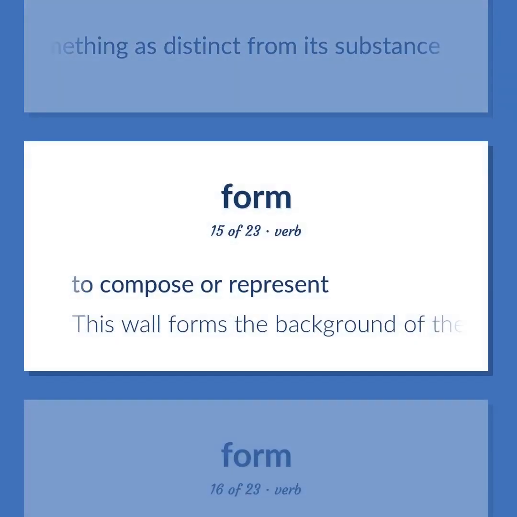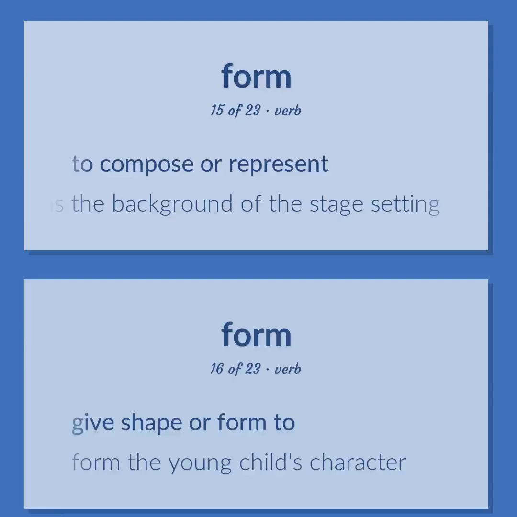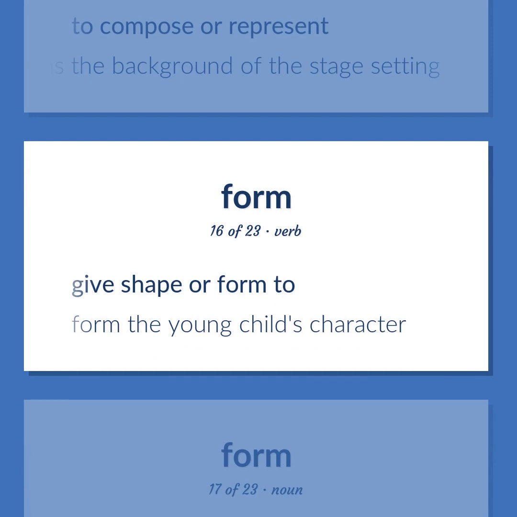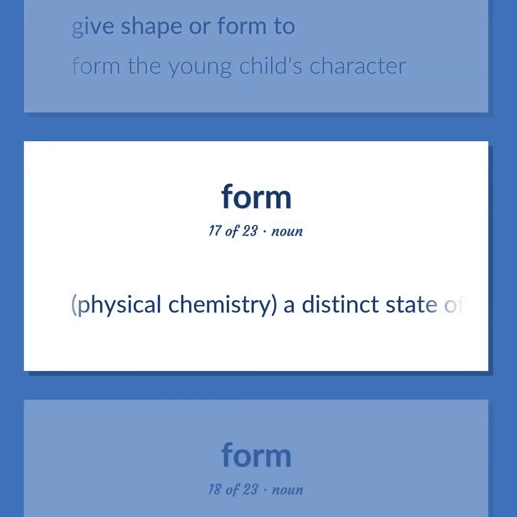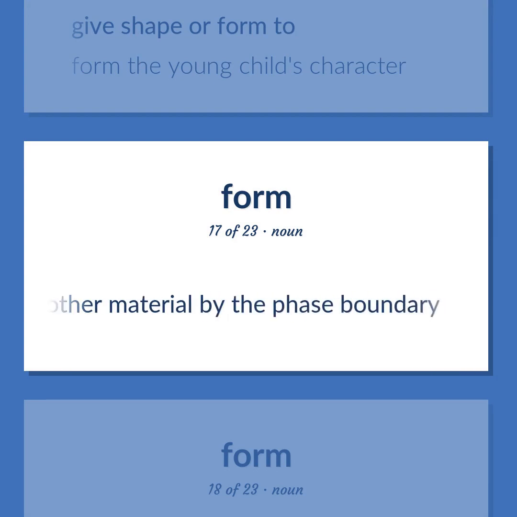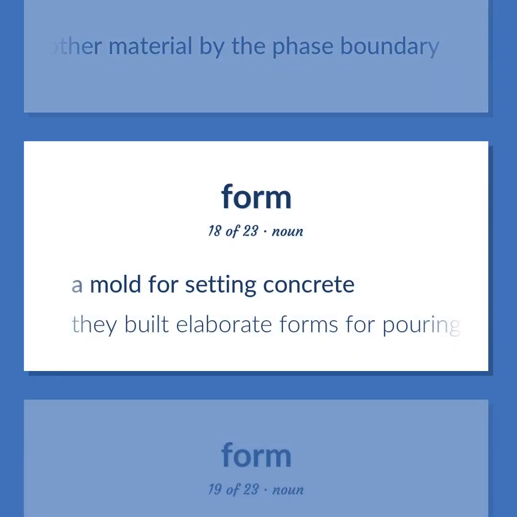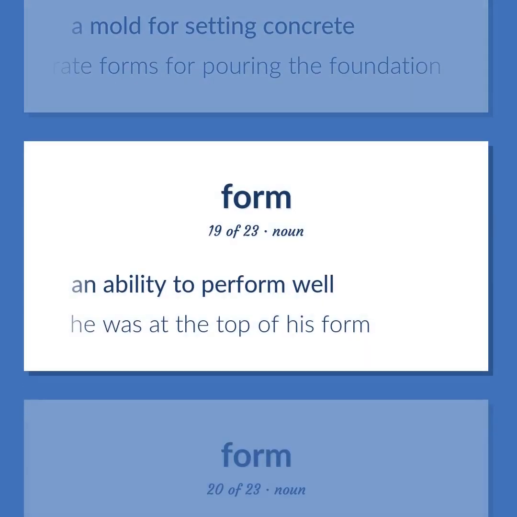To compose or represent. This wall forms the background of the stage setting. Give shape or form to. Form the young child's character. Physical chemistry. A distinct state of matter in a system. Matter that is identical in chemical composition and physical state and separated from other material by the phase boundary. A mold for setting concrete. They built elaborate forms for pouring the foundation. An ability to perform well. He was at the top of his form.